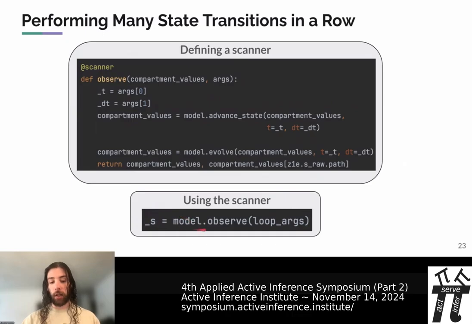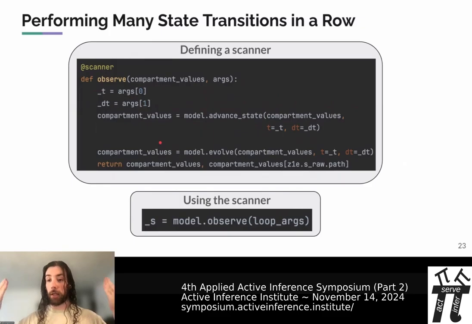And finally, to call it, we just call observe. It's whatever the name of this function is. So if you named this foo, it would just be model.foo. We try to use slightly more useful names. So here we have observe, and here we have observe. And then the loop arguments is a 2D matrix where every row is just the list of arguments that are found here. So this is a 200 by 2 matrix, basically. And that gets us our state transitions.